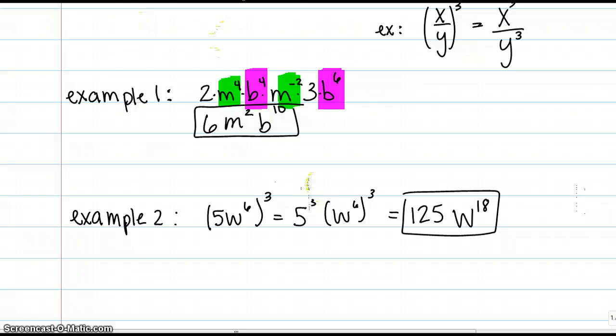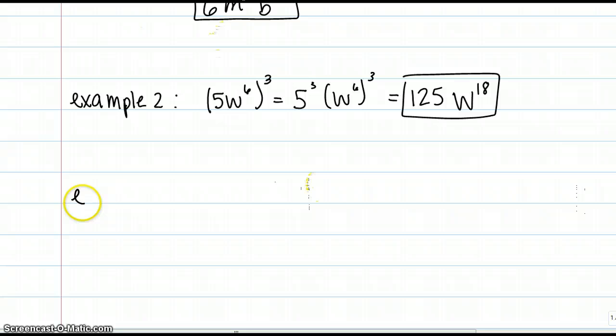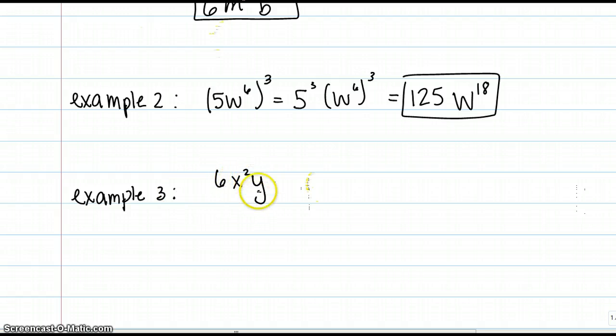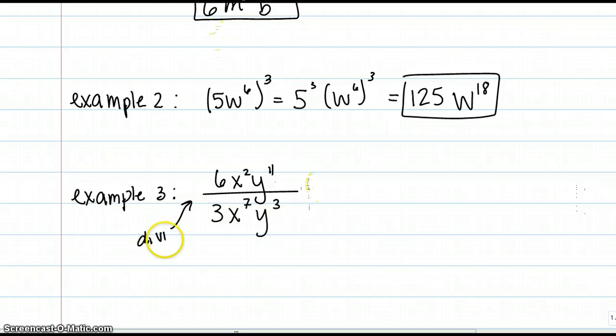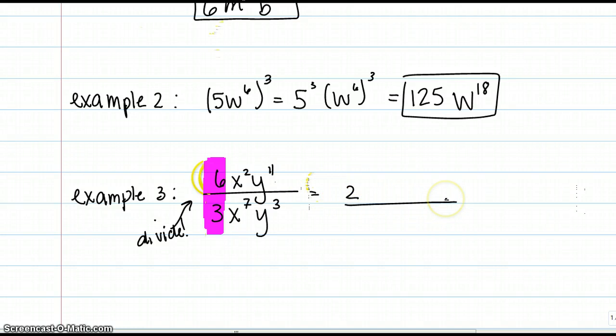All right. Here's example number 3. If I have 6x squared y to the 11th over 3x to the 7th y to the 3rd, I can simplify this problem. So remember that this line means to divide. This is a very common mistake, so you have to be careful. We really are dividing 6 by 3. So 6 divided by 3 is 2. And that stays in the numerator of our fraction.